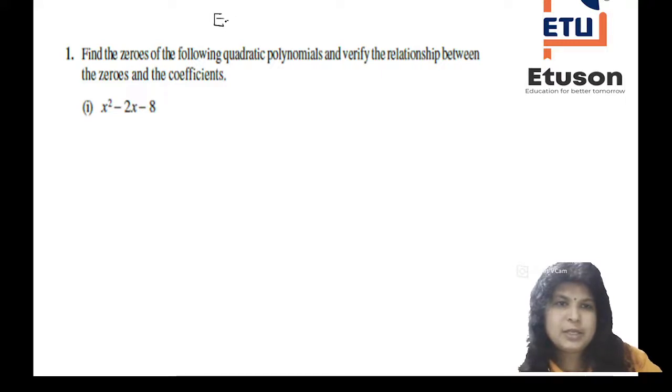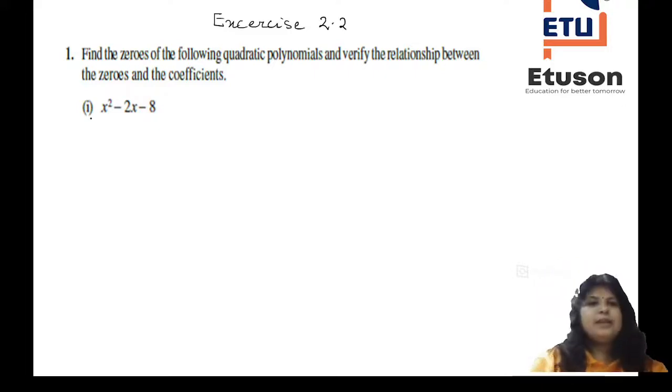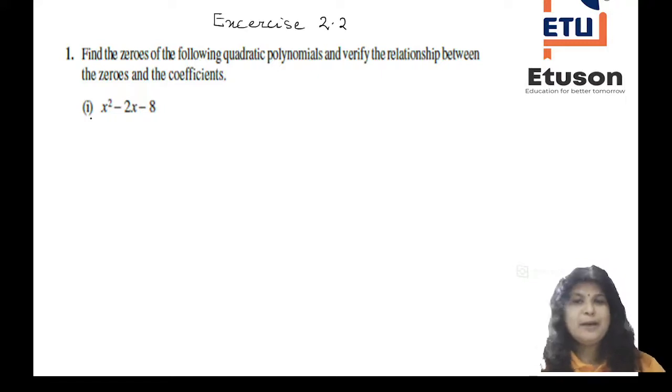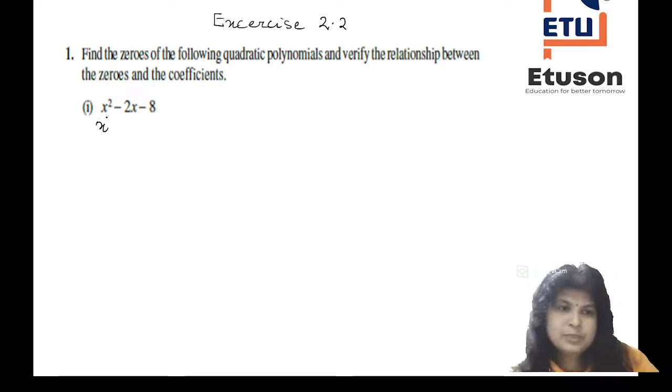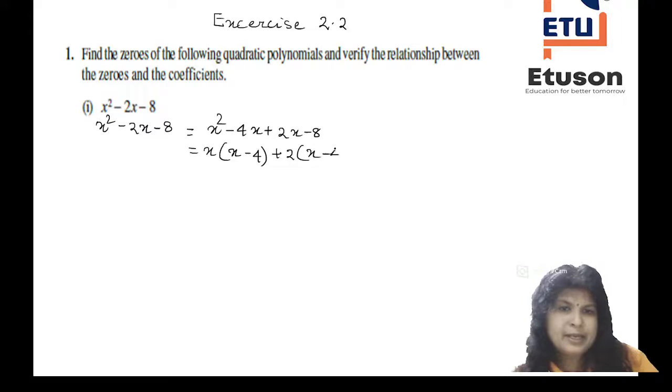So this is the first part of question number 1 of exercise 2.2. Find the zeros of the following quadratic polynomial and verify the relationship between the zeros and the coefficients. So how will we do it? First we will factorize it by using the splitting the middle term method. So I will just do like this: minus 4x plus 2x minus 8. Take x common, you will get x minus 4, and here also take 2 common, you will get x minus 4, that is x minus 4 into x plus 2. So the zeros of the polynomial are 4 and minus 2.